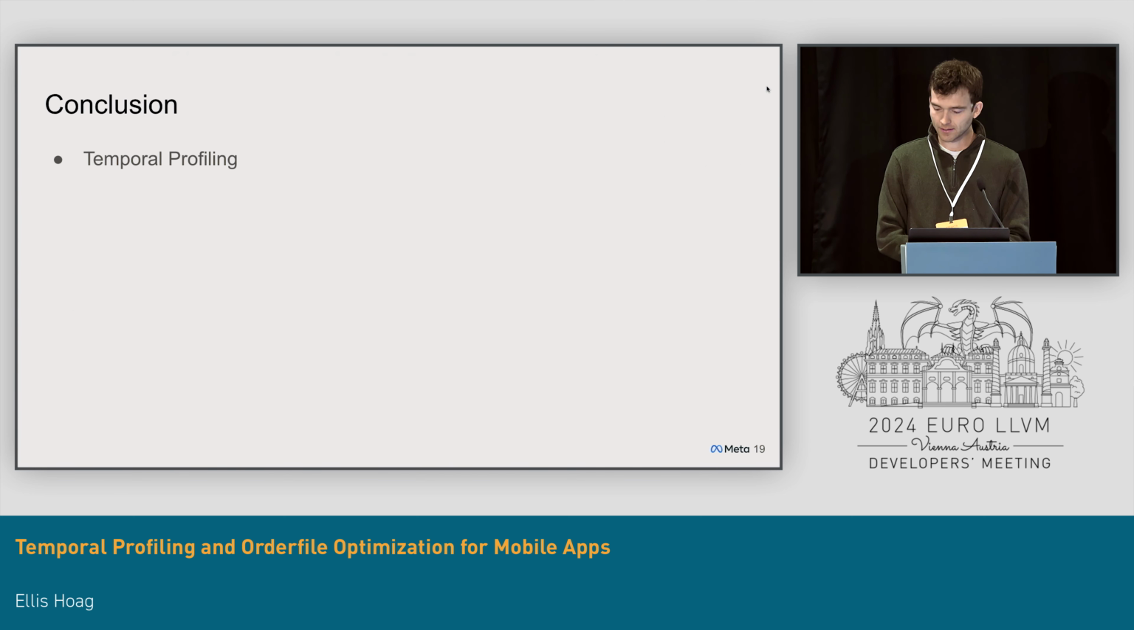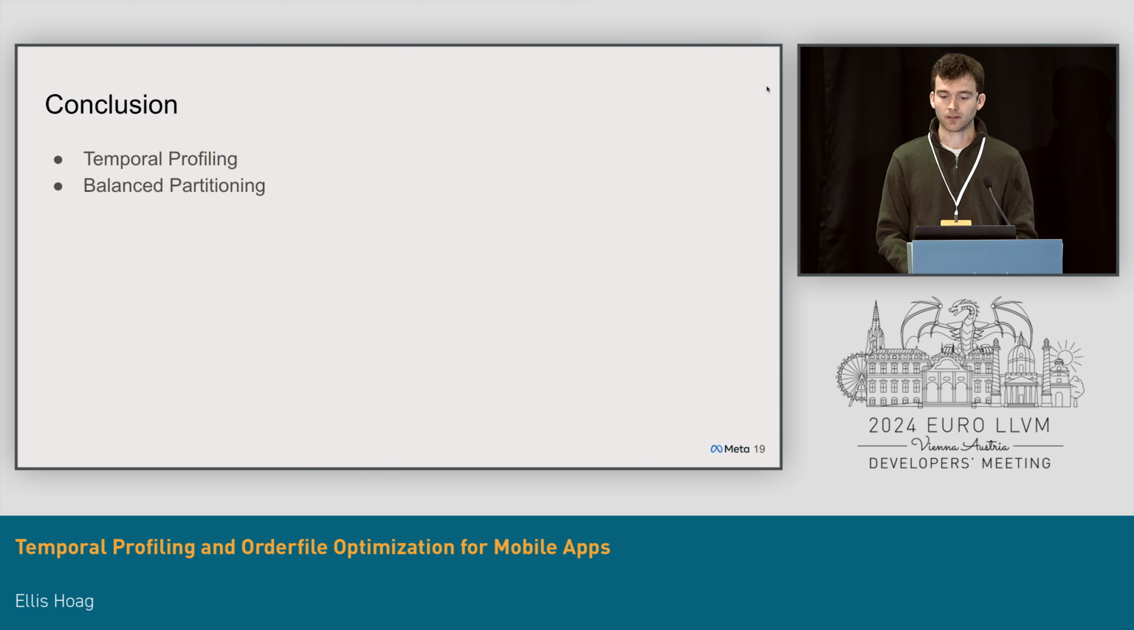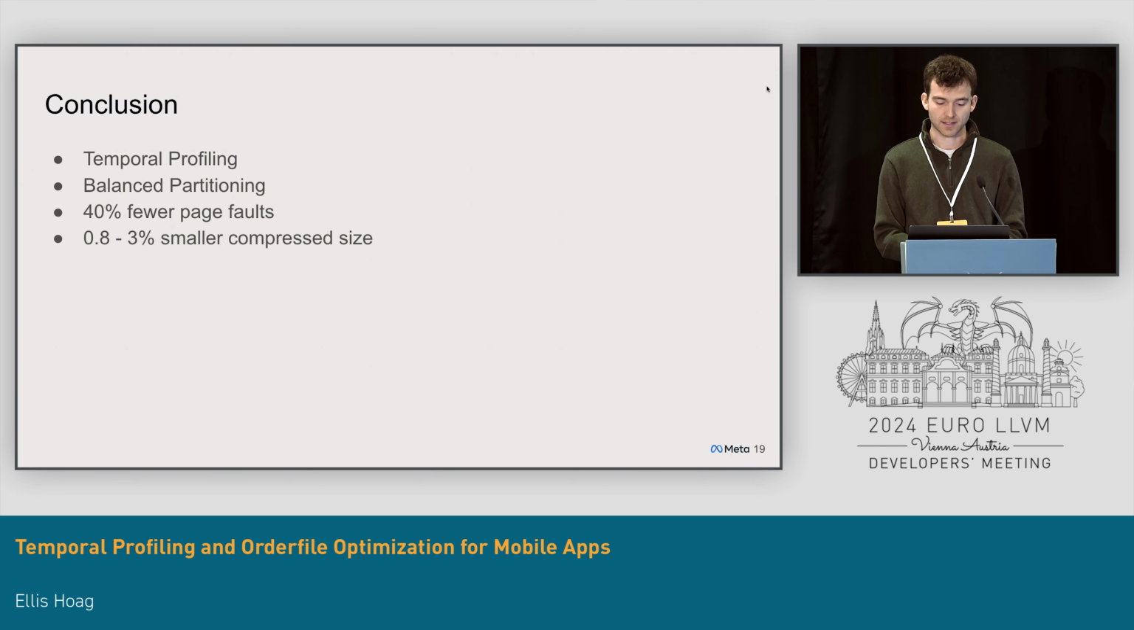So to quickly conclude, we've extended IRPGO with temporal profiling to collect function traces. We've also created the balanced partitioning algorithm to compute a function order, which can reduce page faults during startup by 40%. And it can also reduce the compressed size by almost 1 to 3%. So hopefully I've shown that PGO can be useful in the mobile space to improve startup time.